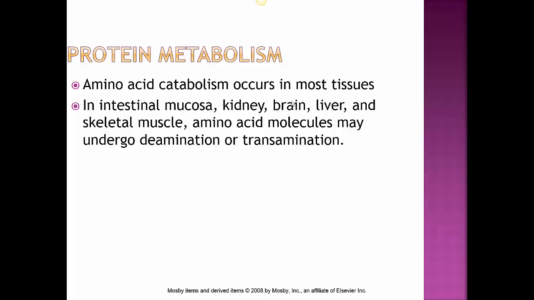In protein, we have amino acid catabolism, and this happens at the mucosal level. The kidney can do it, the brain, the liver, the skeletal muscle. Amino acids go through what they call deamination, or transamination. With deamination, the nitrogen base is broken down, and you get ammonia produced. This ammonia is then changed by the liver over into urea and excreted from the body. In transamination, you're just moving your nitrogen base from one amino acid to the other.